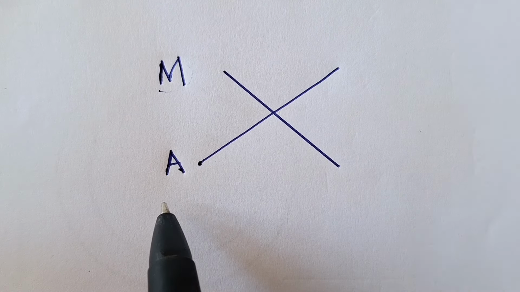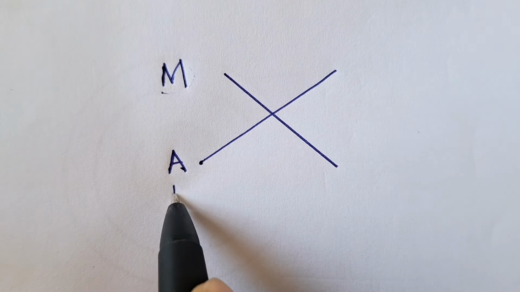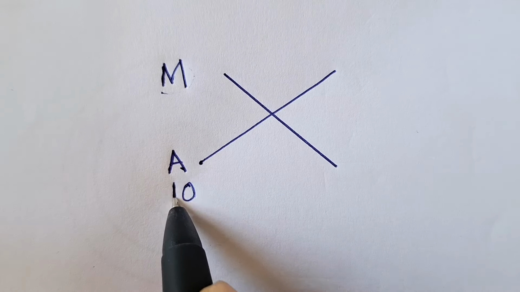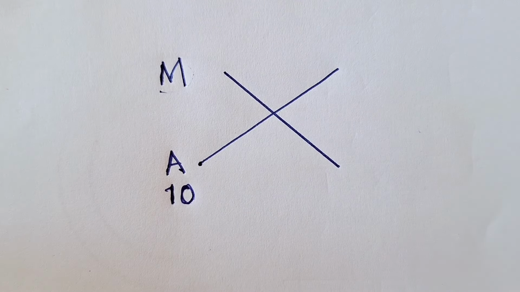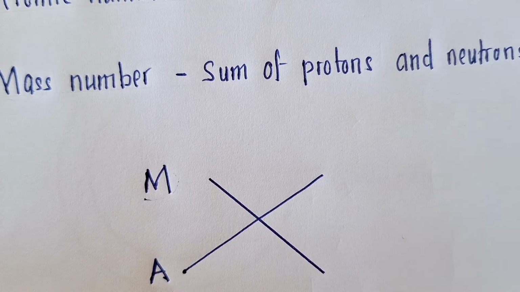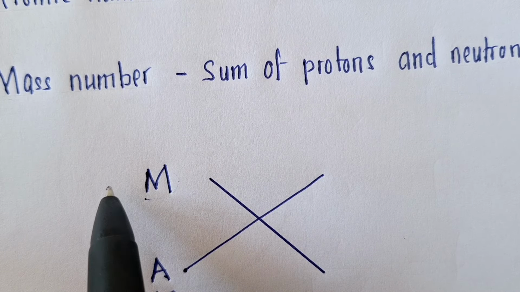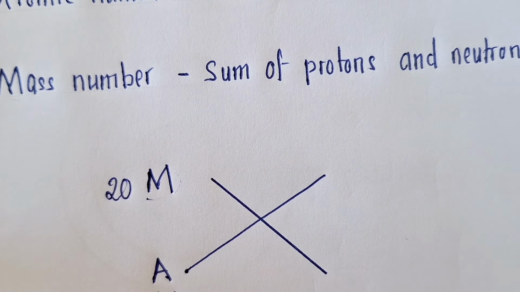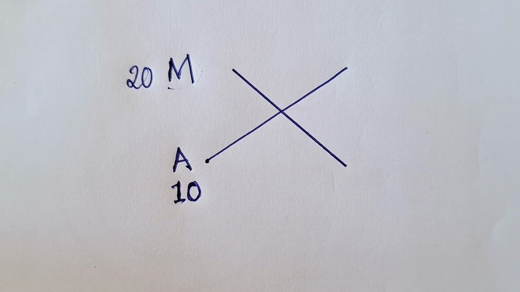So let me do this. What if I say here we've got a 10? I'm just assuming the number. This is a 10, and then up here on mass number, we've got a 20. I'm just assuming, okay? Don't consider these numbers as numbers of an element. So can you find the number of neutrons? How many neutrons are we going to have in this case?